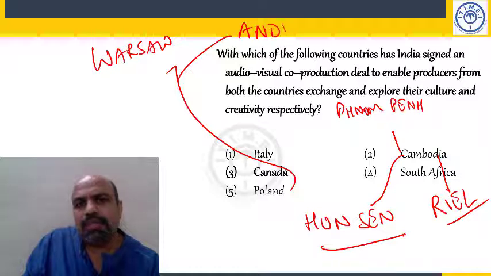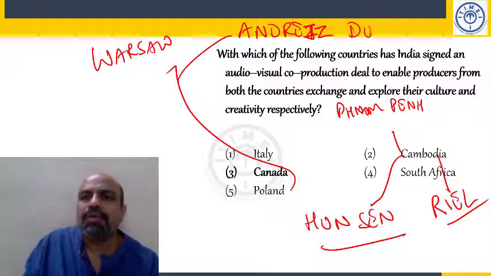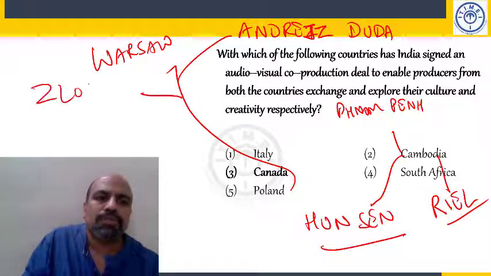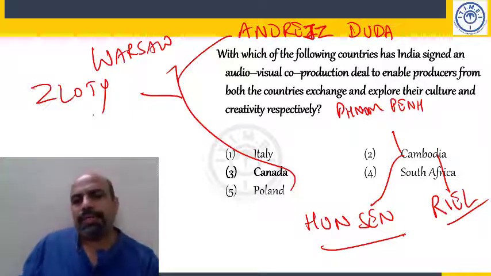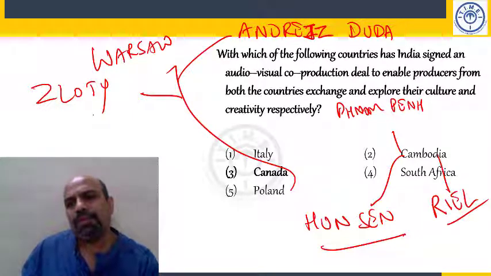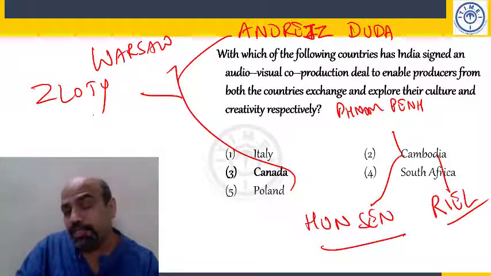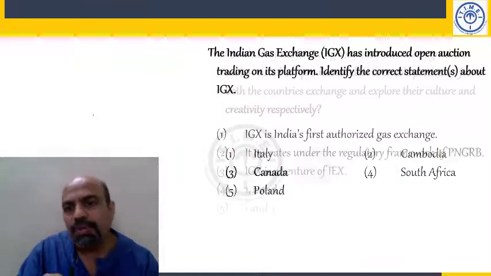The president is Andrzej Duda. You'll also find Duda, and the currency is Zloty. Okay, I'm sure I'm going to discuss this Cambodian genocide someday, and I'm going to discuss the Rwandan genocide also.